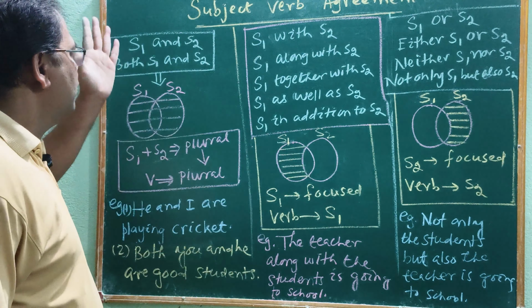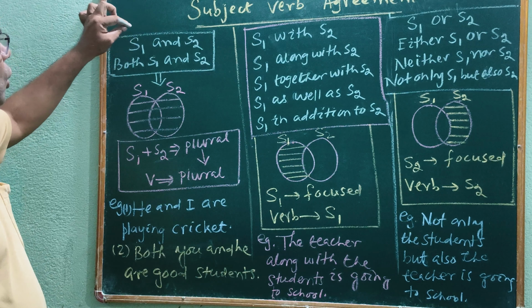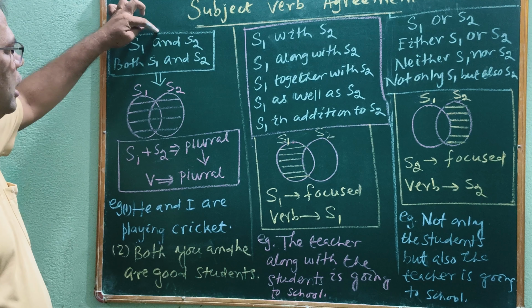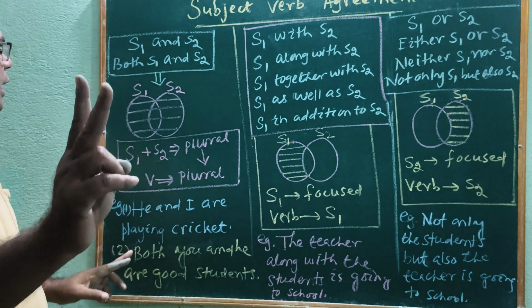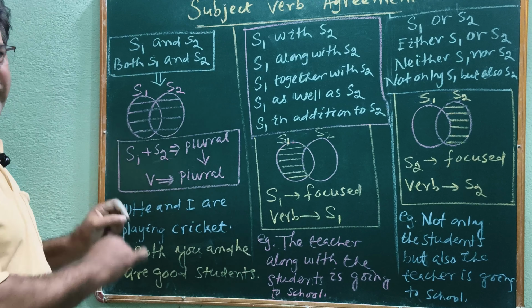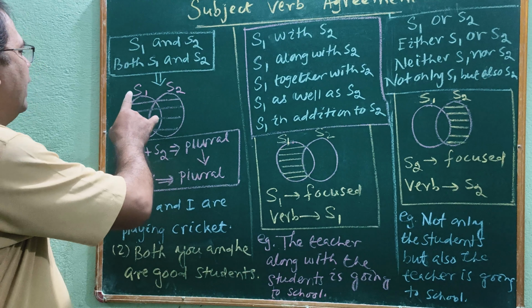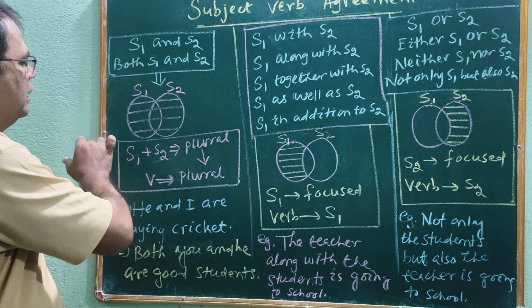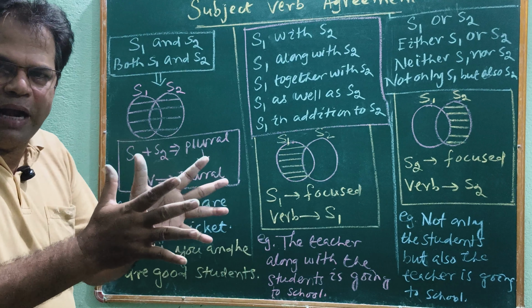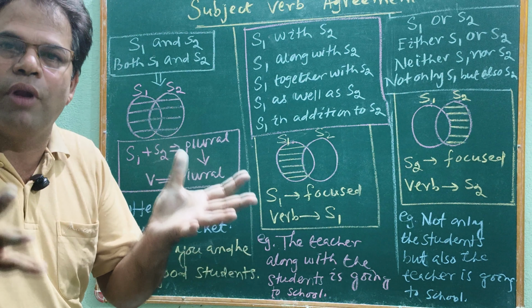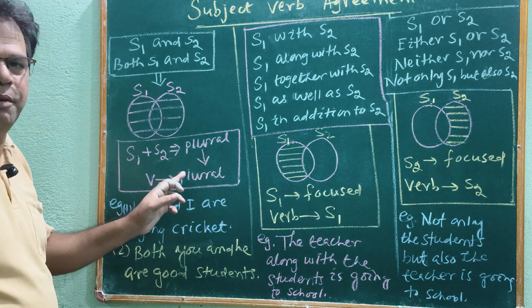It will be very easy for you. See, when subject 1 and subject 2 are connected with and, both and, in this case, both subjects are emphatic. S1 and S2 both are emphatic. As they both are emphatic, that's why it becomes plural. So the verb must be plural.